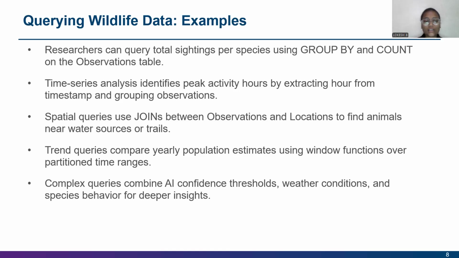The spatial queries use joins between observations and locations to find the animals that are near water sources or trails. The trend queries compare yearly population estimates using window functions over partition time ranges. Complex queries combine AI confidence thresholds, weather conditions, and species behavior for deeper insights. These are the examples for querying wildlife data.